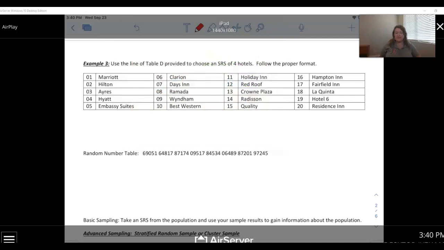First thing I'm going to say is who's the population? Who are we talking about? So this looks like we're trying to pick some hotels. So I'm going to say the population is hotels, 20 hotels, right? That's the biggest group they're telling us to pick from, 20 hotels. They're going to ask us to pick 4 names randomly.